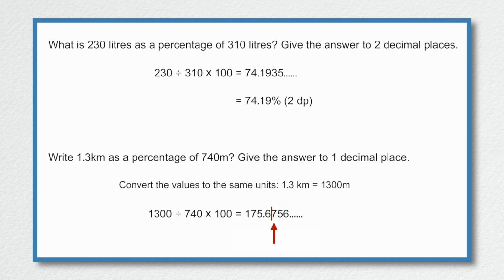Of course, 7 is 5 or more, so that means we now have to round the 6 up. And we round the 6 up to 7. So we end up with 175.7%. And there's our answer to one decimal place. As I mentioned before, in the next video I will be looking at rounding and decimal places, and we will come back to these two questions again in the next video once we've looked a little bit more in detail about how to write numbers to one or two decimal places, and hopefully this will make a lot more sense.